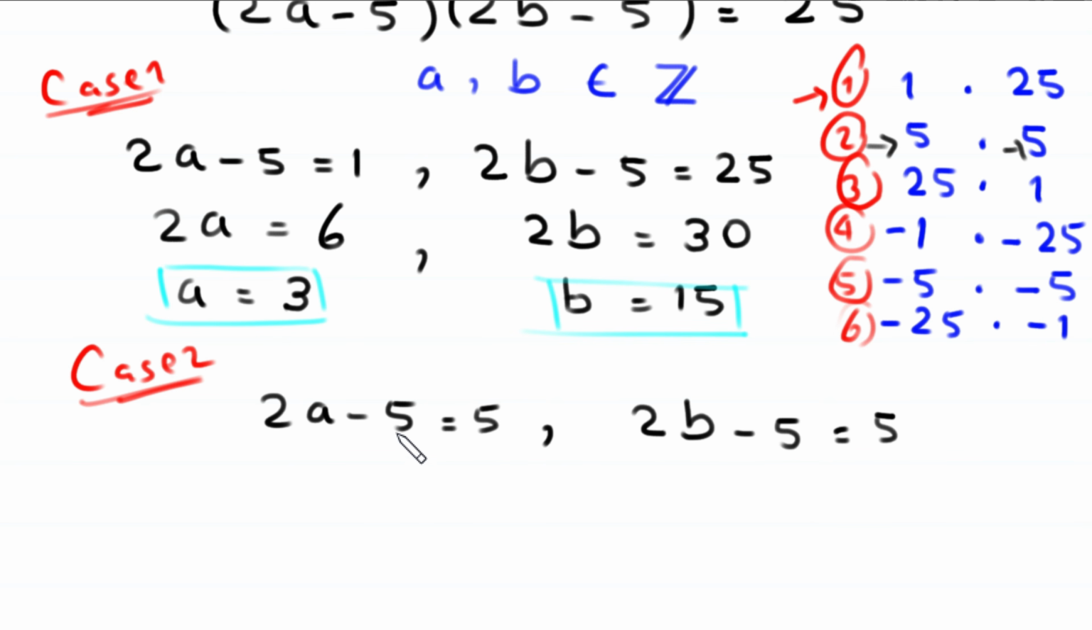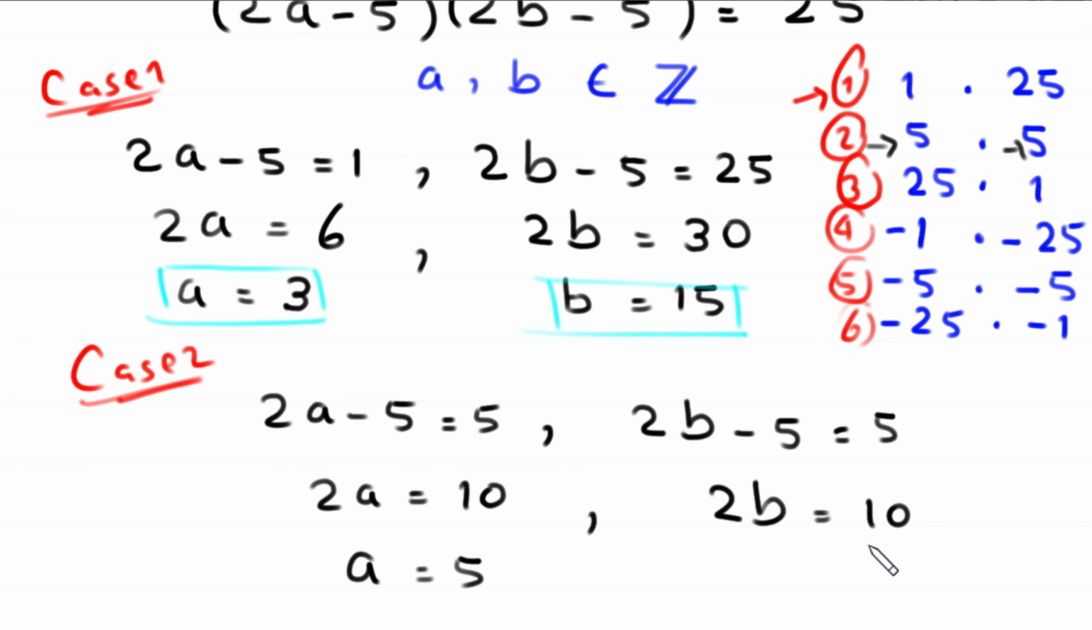If we add 5 to both sides, this will become 2 times a equal to 10, and a will be equal to 5. From this equation, if we add 5 to both sides, this will become 2 times b equal to 10, and b will be equal to 5. So from this second case, we get value of a 5 and value of b also 5.